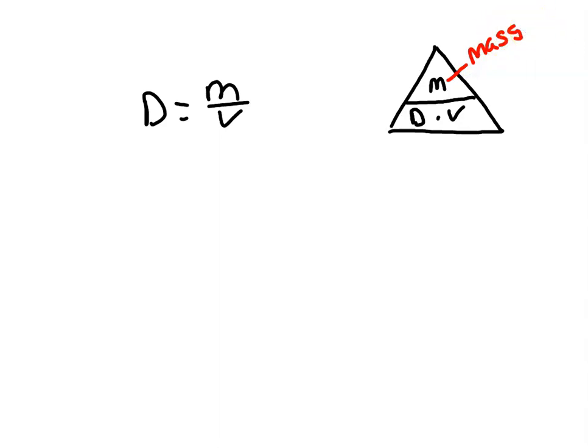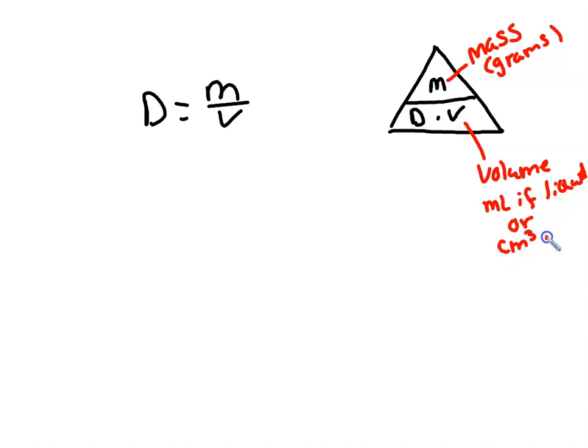Ooh, don't know what happened to my S there. It is mass. Mass is going to be measured in grams. Okay, this is volume. Volume is going to be measured in milliliters. I just made that a capital L, it doesn't matter. If it's a liquid, or centimeters cubed if a solid. But they're the same, it's just a labeling thing. So density doesn't have anything that's going to ever cancel out.